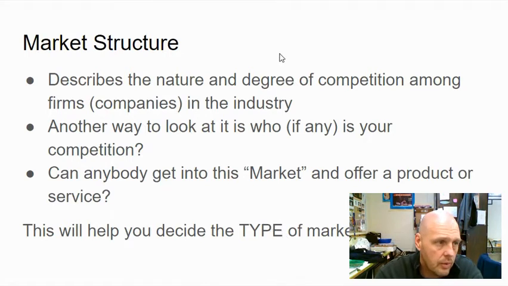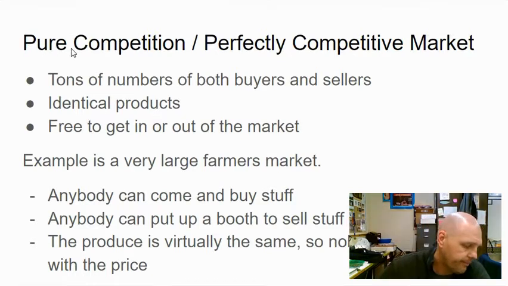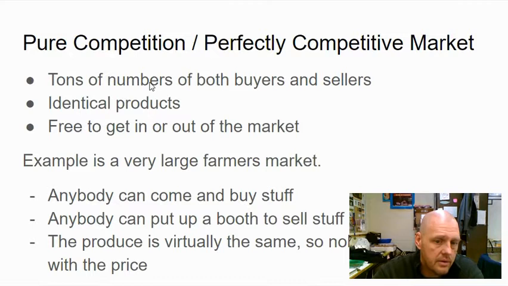So let's look at our first one on one end of the spectrum. And that's called a perfectly competitive market or a pure competition market. In this type of market, you have tons of both buyers and sellers, right? You've got tons of options as far as producers making the stuff, and you have tons of different people you could be selling this stuff to. Another big way of defining this is you have identical products. Okay? And your third one is you're free to get in and out of the market, both from a consumption side and from a producer side.